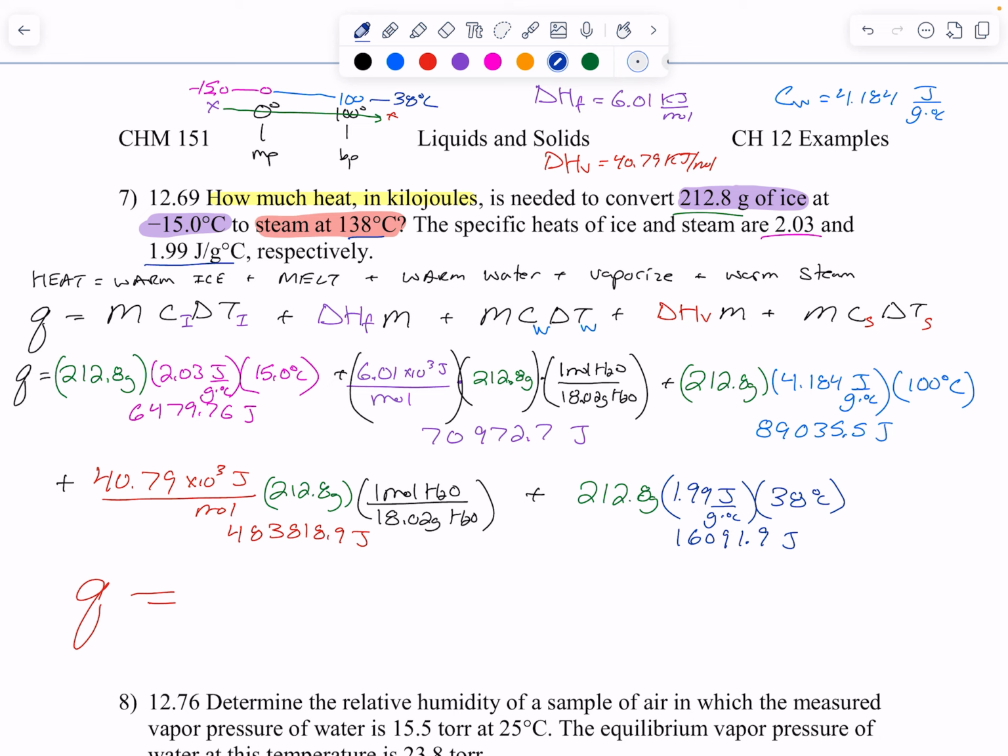I get a lot. If I did this right, I get 666,398.8 joules, which, I guess I've got three sig figs, is 666 kilojoules. That's what I got. Hopefully that's right.